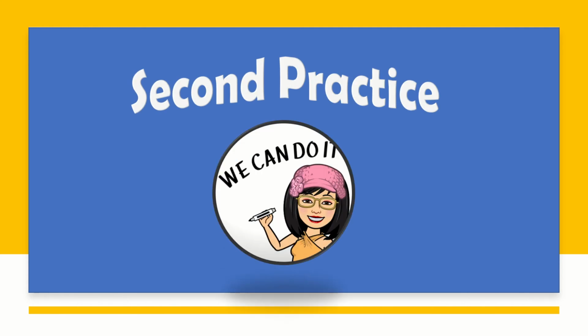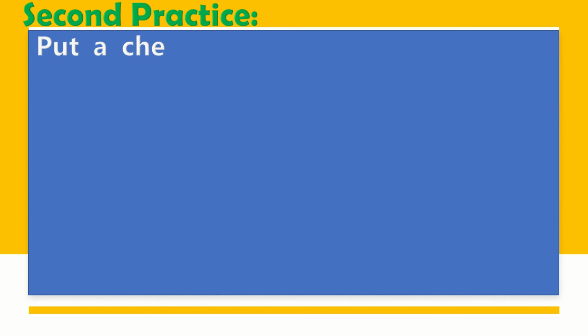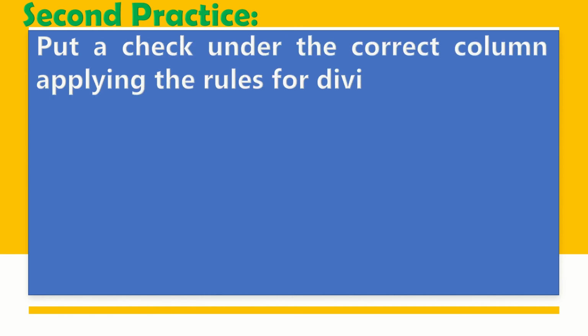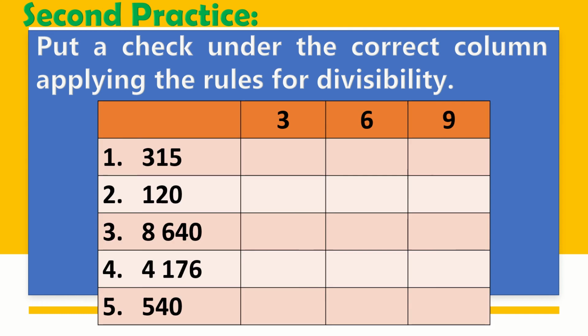Another practice. I know you can still do it. I can count on you. I'm counting on you. You put a check under the correct column applying the rules for divisibility. For number 1, 315. Number 2, 120. Number 3, 8,640. For number 4, 4,176. And for number 5, 540.